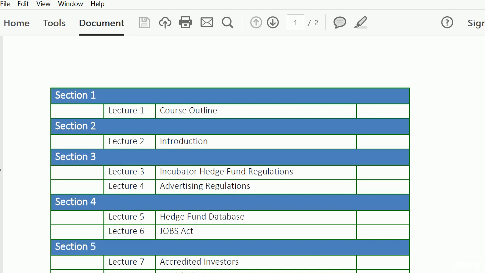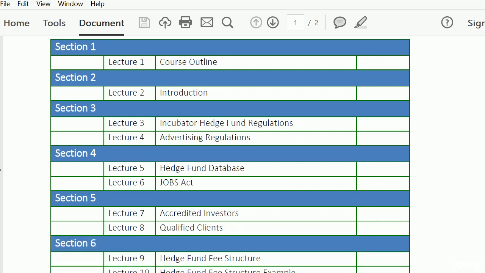And then we'll get into the various hedge fund databases. And this is where you might be able to submit your performance to gather interest for your fund. I'll give you the list of top hedge fund databases. And also we'll talk about a legislation called the Jobs Act. And then we'll get into the different types of investors. We'll talk about accredited investors and qualified investors and why that's important.